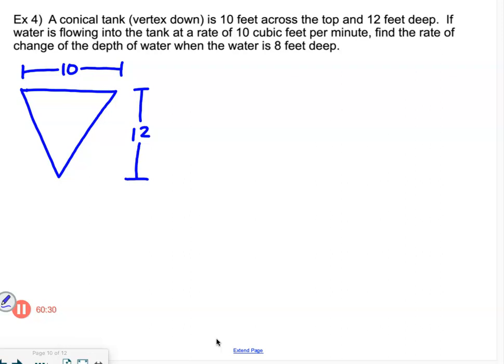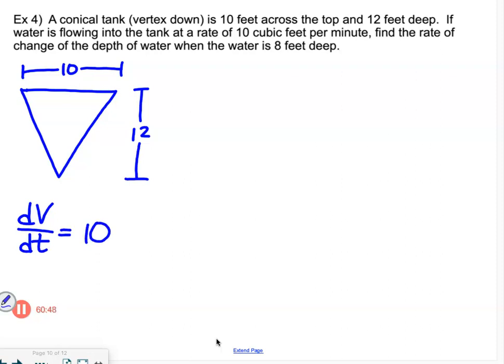Volume. Area would be square feet. Volume is cubic feet, right? So three dimensions is volume. So they're saying water is flowing into the tank at a rate of 10 cubic feet per minute. So dV/dt equals 10.